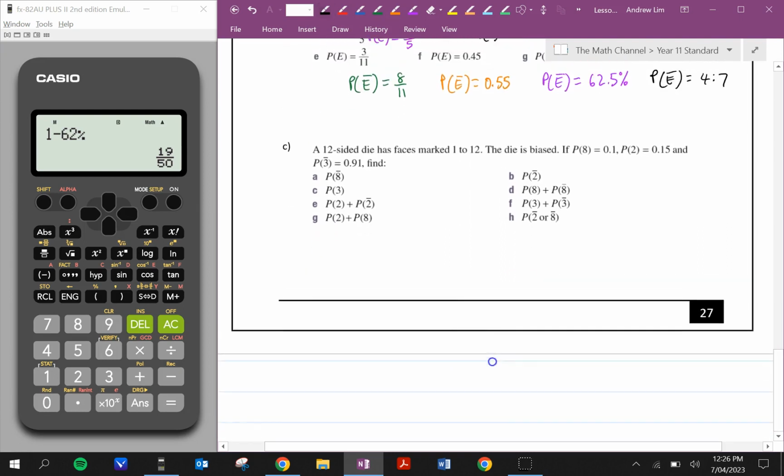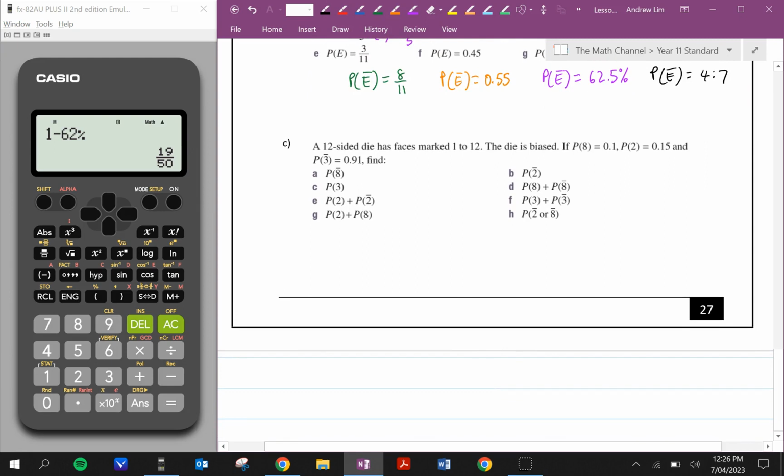Alright, let's have a look at the very last question of this lesson. A 12-sided die has faces marked 1 to 12, but the die is biased. That doesn't mean that all of the faces have the same number; each number occurs once only. Here it says the probability of rolling an 8 is 0.1, of 2 it's 0.15, and the probability of not getting a 3. Just remember, this symbol means not. So not 3 is 0.91. Find each of these from A to H. Pause the video and have a go with this one yourself.